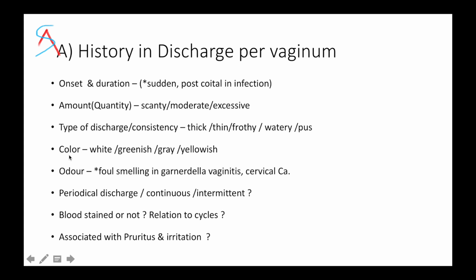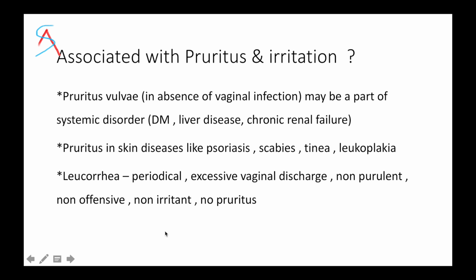Then you have to ask about the color of the discharge, whether it is foul smelling, as in cervical carcinoma or Gardnerella, whether it is periodic, continuous or intermittent, whether it is blood stained or not, and whether it's associated with pruritus or irritation. Pruritus only in the vulva, not in the vagina, could be part of a systemic disorder like diabetes, liver disease, or chronic renal failure. Pruritus could also be because of skin diseases like psoriasis, scabies, tinea, and leukoplakia. Leucorrhea is a physiological excessive vaginal discharge which is periodical, so it would be non-purulent, non-offensive, non-irritant, and non-pruritic.